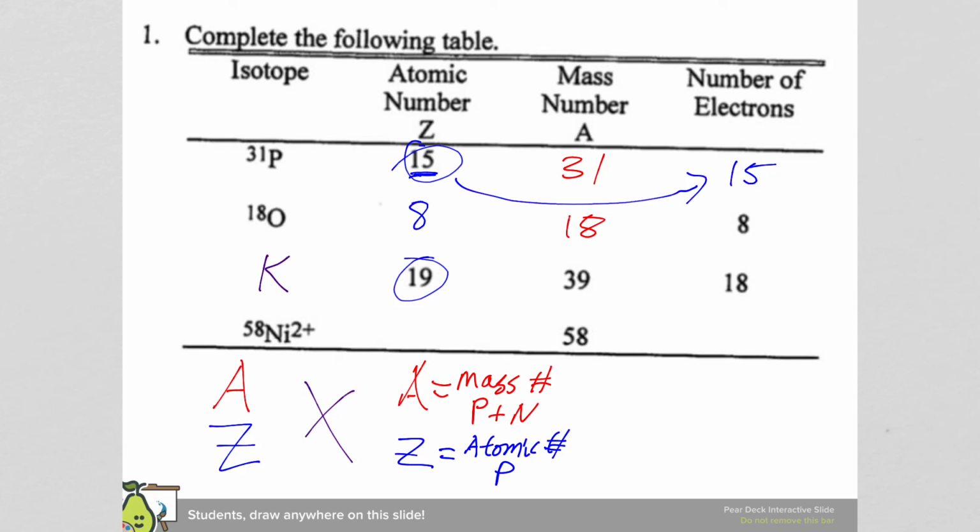One thing that you are expected to do in this case is to convert the mass number over here to the top left-hand corner in a superscript format. So it should be 39K. All right.